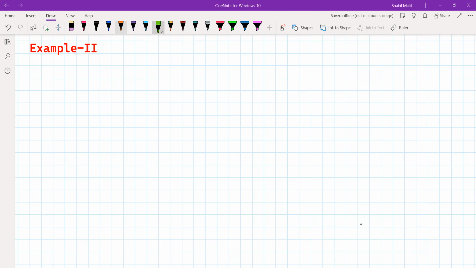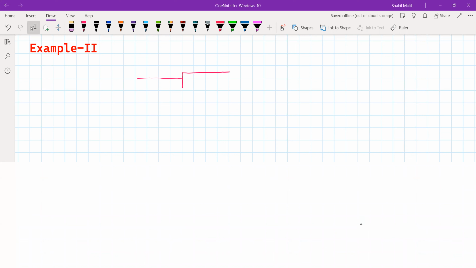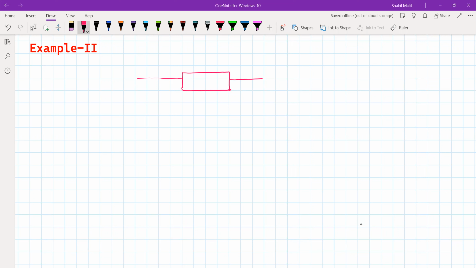Welcome. In this session, we'll continue the discussion on how to compute the reactive, real, and complex power of an element. Let's suppose we have an example. We have an element like this, and we have another element which is connected in series like this, and the source is connected across this element.